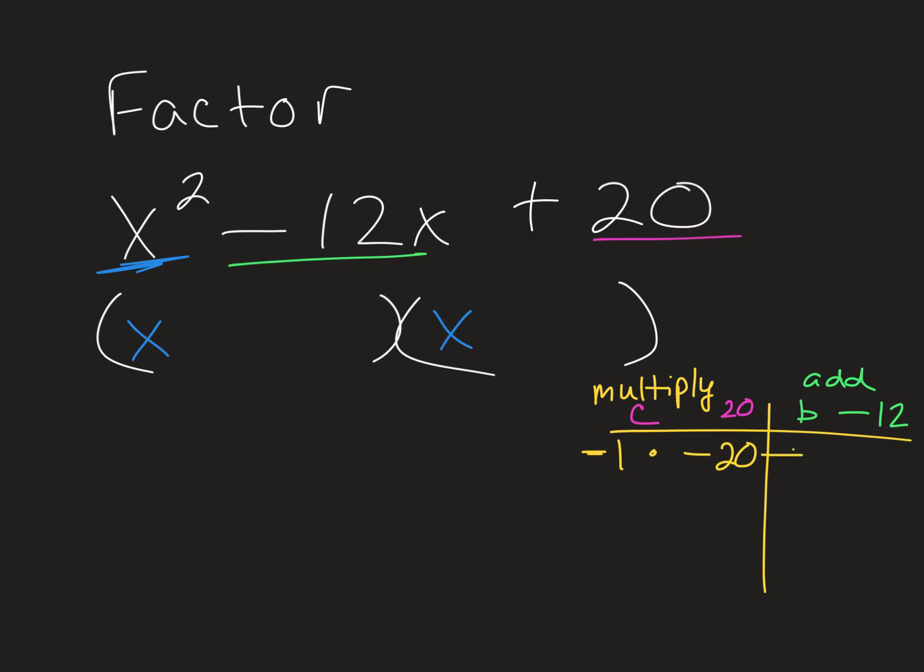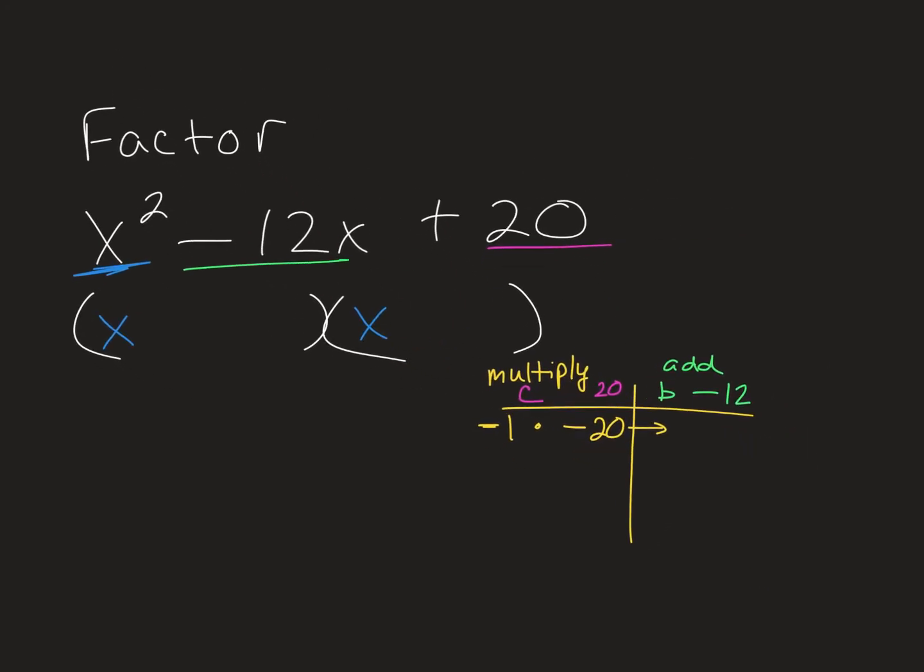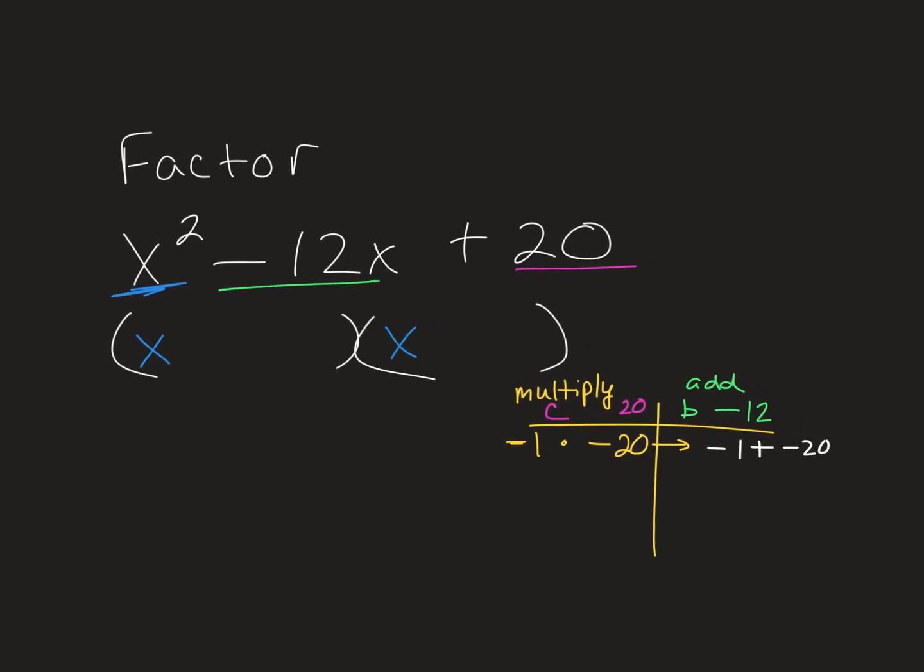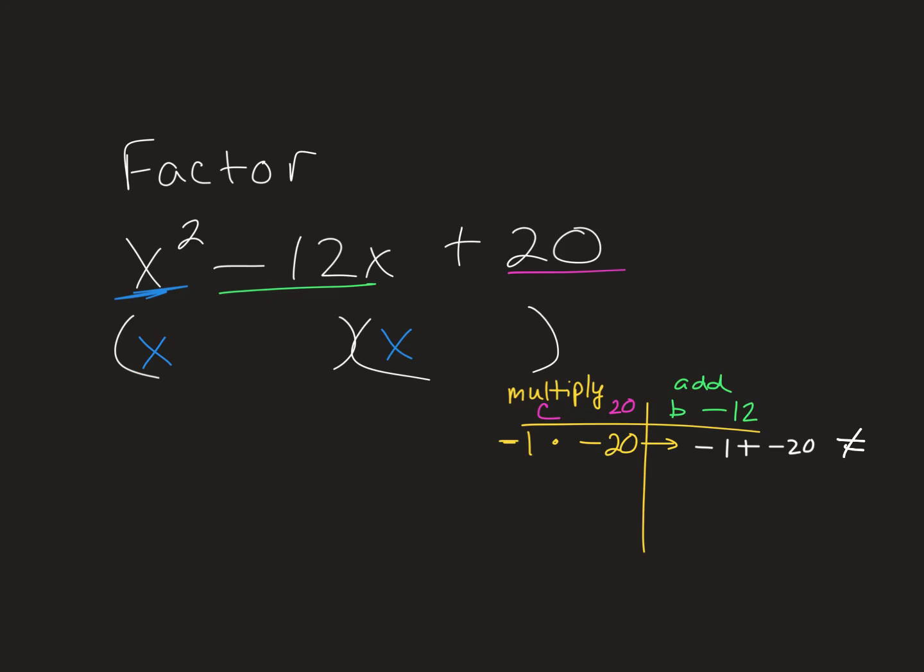Okay, so let's test this one out. Let's see if 1 and 20 do the trick. Well, -1 plus -20 does not give me -12, so I know those are not the two that are correct. And I just realized I'm going to change these to white, because I want my right answer to be that yellow. Sorry, guys. I've got to have it be the right color. All right, so -1 doesn't work.